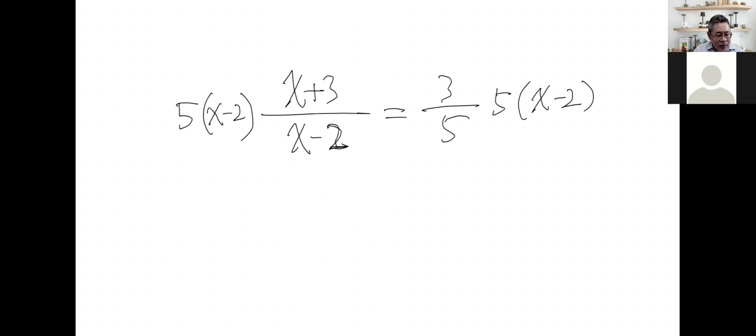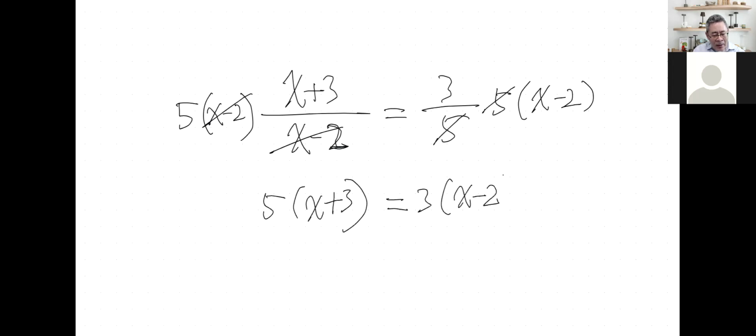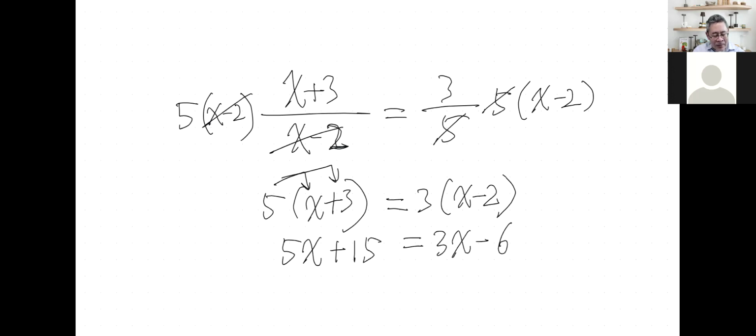Okay, so this got canceled, this got canceled, right? Then we got 5x plus 3. This side is 3x minus 2. Then we just distribute that. That's 5x plus 15. And this side is 3x minus 6. Good? Okay, very good. So minus 3x on both sides.